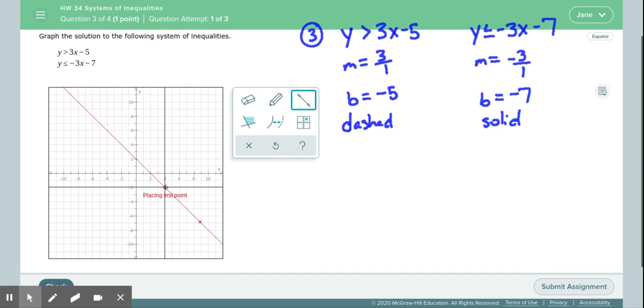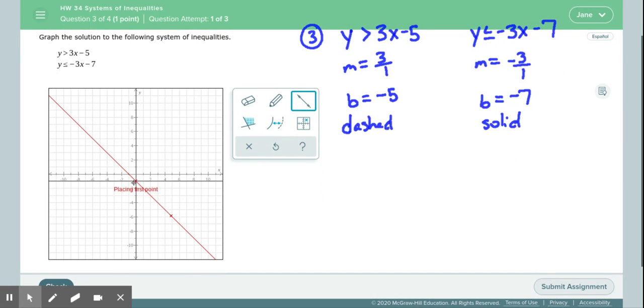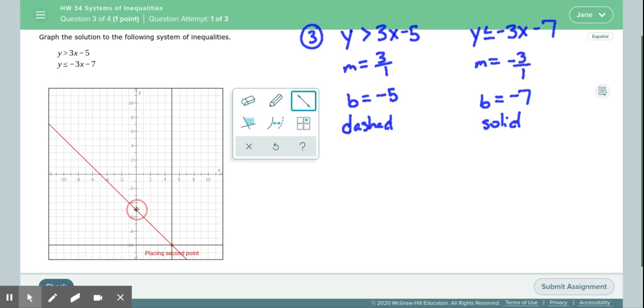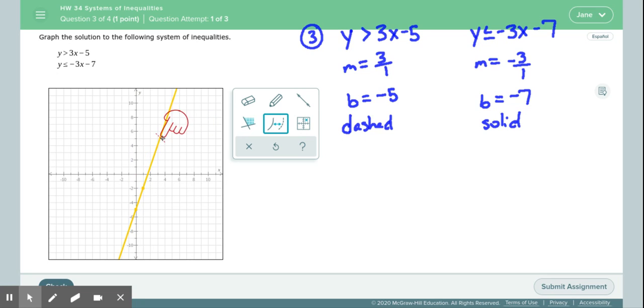My first boundary line has a y-intercept at negative 5, and then it moves 3 over 1, so up 1, 2, 3 and to the right 1. I need that to be dashed, so I'll make it dashed. Getting my line tool again, this boundary line has a y-intercept down at negative 7, and it moves negative 3, so down 1, 2, 3 and to the right by 1. This is a solid line, so I'm going to leave it as solid.